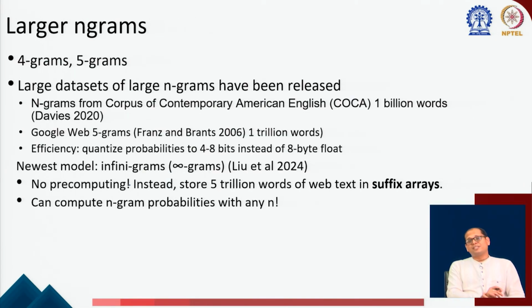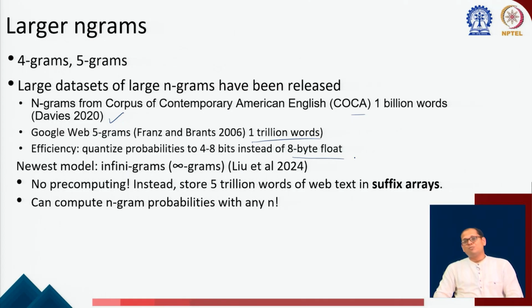Now there are also larger n-grams. So we have talked about up to trigrams, but there can be 4-grams, 5-grams, right? Like there is a data set, the COCA data set, that has 1 billion words. So they have n-grams derived from that. Your Google Web 5-gram corpus has 1 trillion words, and they typically quantize probability to some 4 to 8 bits rather than an 8-byte float. So that's how they are able to store these large n-grams.